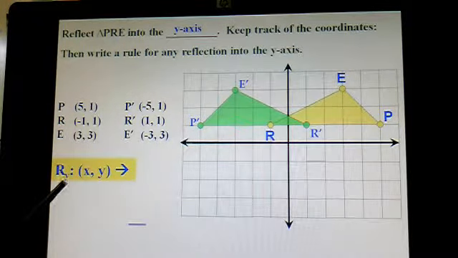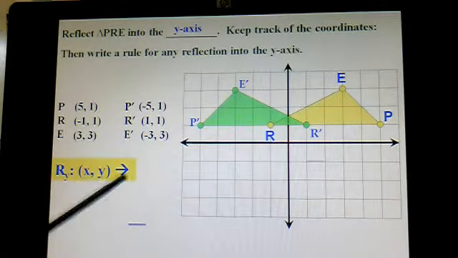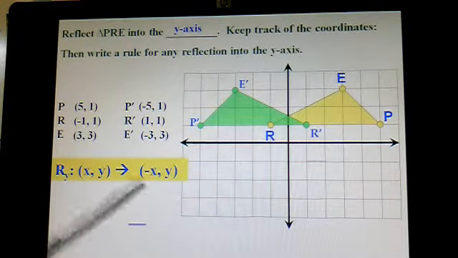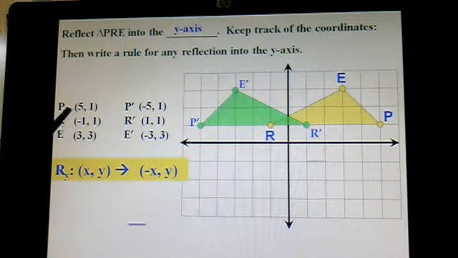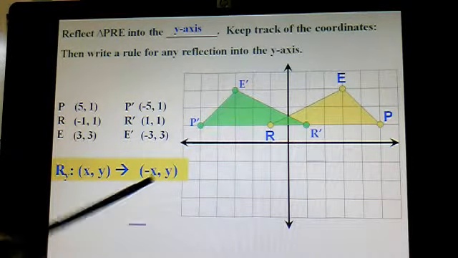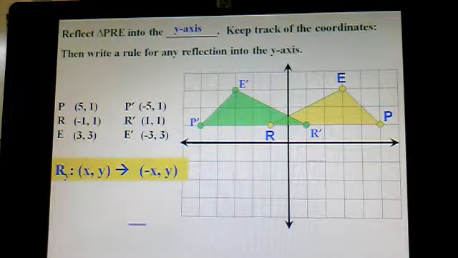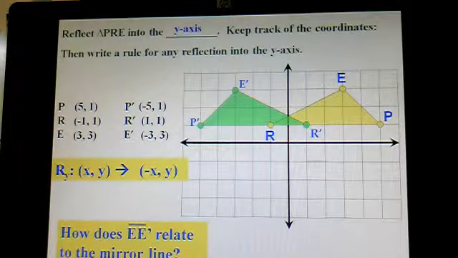So I've got R sub y, a little y next to that. So a reflection into the y-axis maps a pre-image (x, y) to, and hopefully you can write this rule on your own, (negative x, y). In other words, the only thing it changes is the x-coordinate. Went from 5 to negative 5, negative 1 to positive 1. So pretty easy, hopefully.